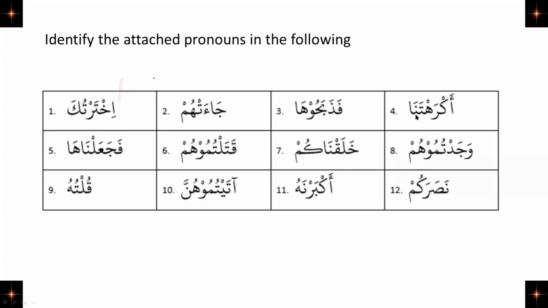The attached pronoun is the pronoun that comes, the whole attached pronoun as you learned them. Like na is an attached pronoun. Ha is an attached pronoun. Hum is an attached pronoun. Ka is an attached pronoun. Na is the equivalent of nahnu. Ha is the equivalent of what? Here. Hum, same hum.